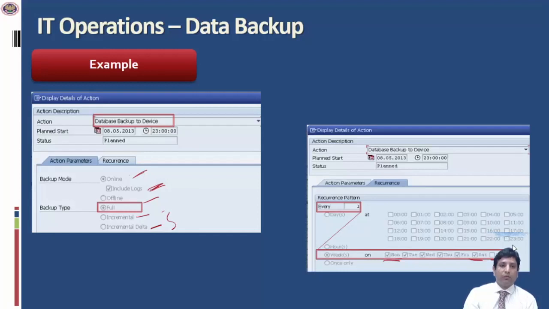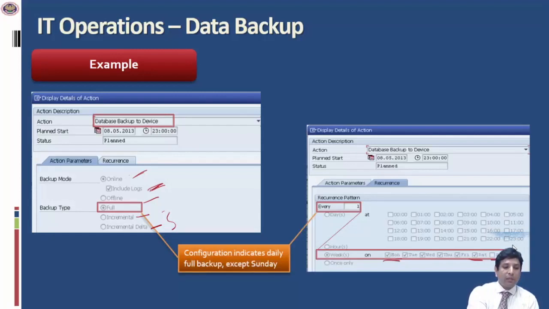Now if you combine the two, what we understand from this example is this company has scheduled a full backup which includes the logs, and it is an online backup. And this happens every day of the week from Monday to Saturday, excluding Sundays.